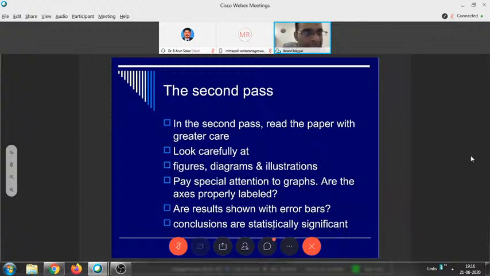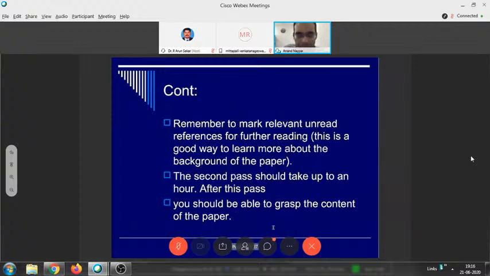Then I am interested in this paper, that this person is actually giving me a depth-based approach. So please, everybody, craft the paper properly. See this, everybody, the second pass can take an hour, and after this pass, you are able to understand what is exactly in the paper. So don't read the paper fully. Go one pass, second pass, and then the third pass.